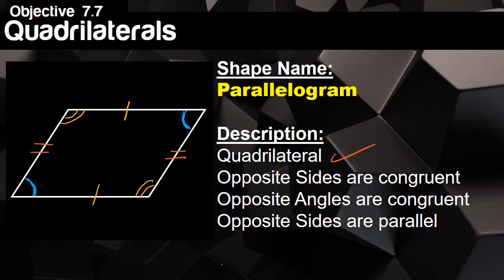Last but not least, we can say that the opposite sides are parallel. Just like the top and the bottom are congruent, the top and the bottom are also parallel. We can say the same thing with the left and the right. I'm going to label these with either 1 arrow or 2 arrows.